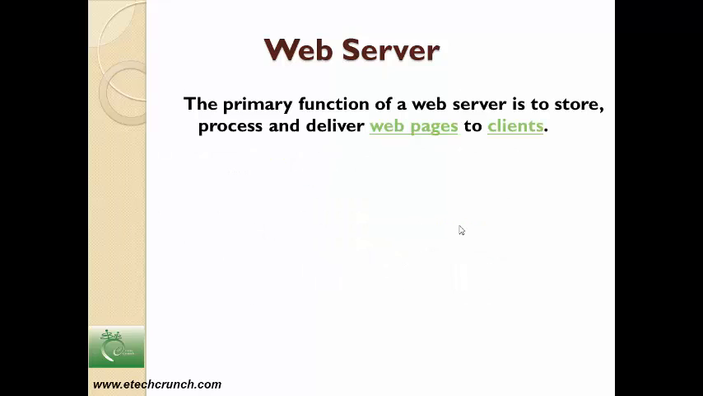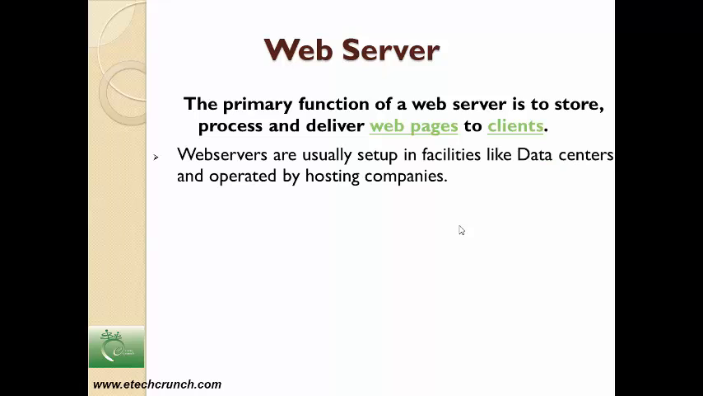So the primary function of a web server is to store, process, and deliver web pages to the client. The client writes something as a URL in his web browser. He sends that request to the server, and the server, after checking that request, sends an appropriate response to the client. Web servers are usually set up in facilities like data centers and operated by hosting companies. What are these hosting companies? Hosting companies can be like GoDaddy.com or HostGator, a US based hosting company, or Google itself. These have big size servers in their data centers, and the clients are connected to those servers, and these servers send back the response on the basis of the clients' request.